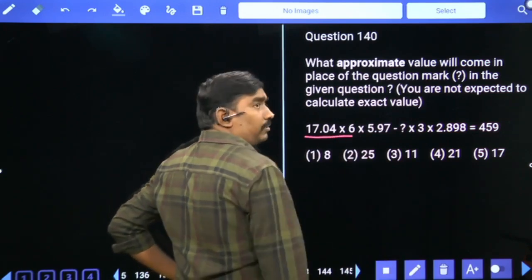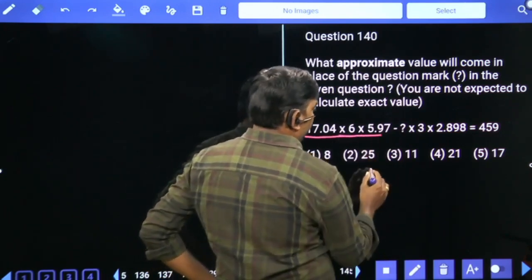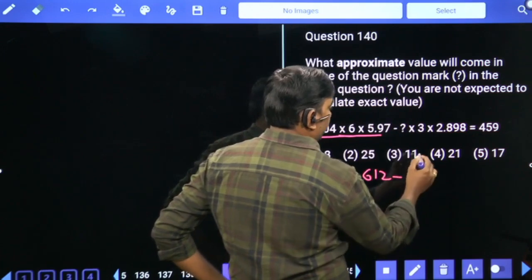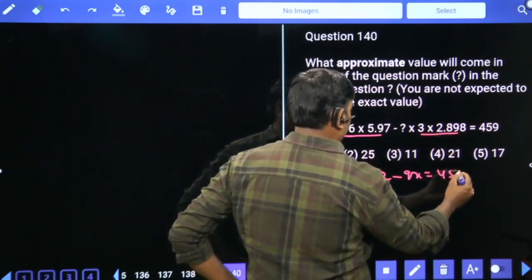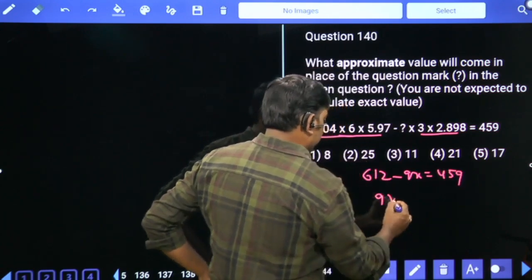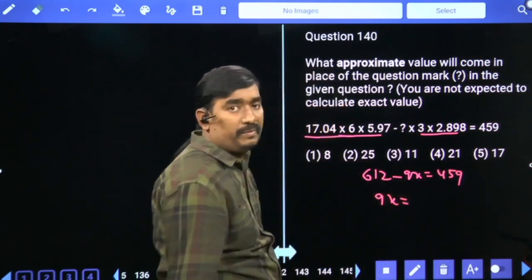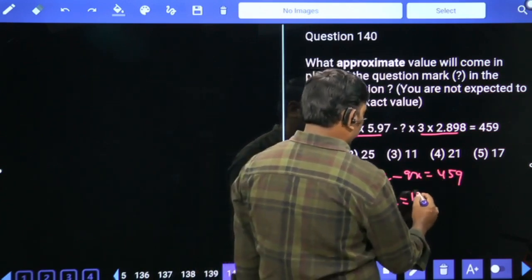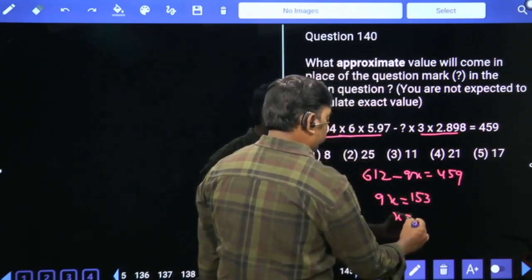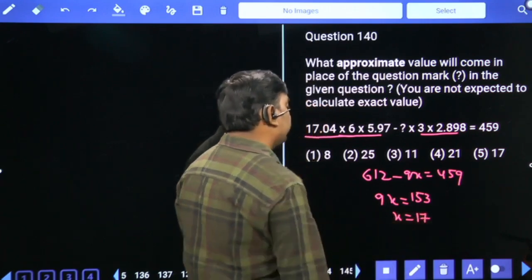17 6 are 102. 102 6 times 612 minus 3 3s are 9x is equal to 459. Then 9x is equal to 600 minus 450 means 150. 12 minus 9 means 3. 153. 17.